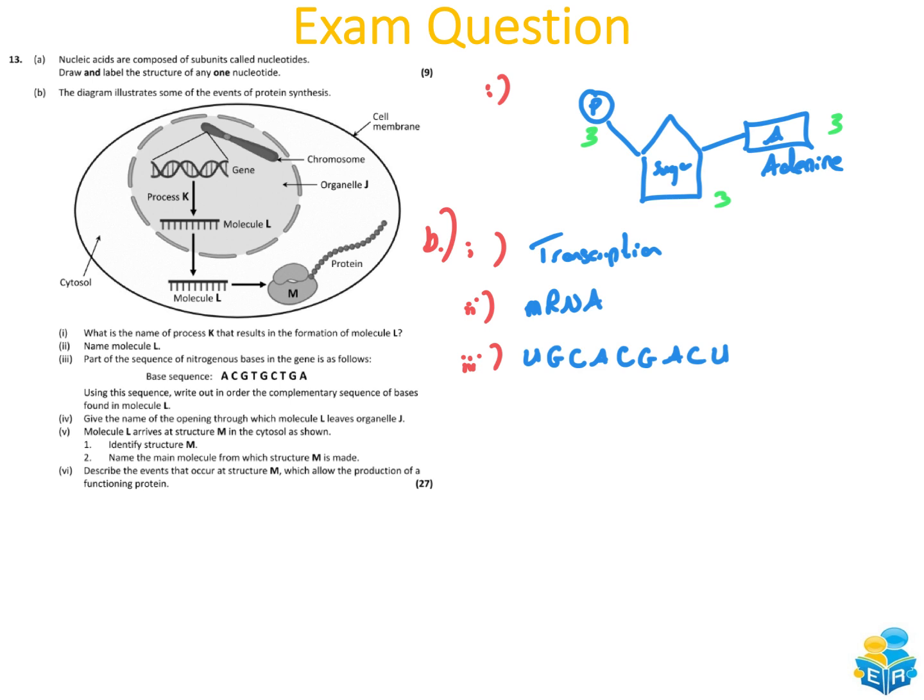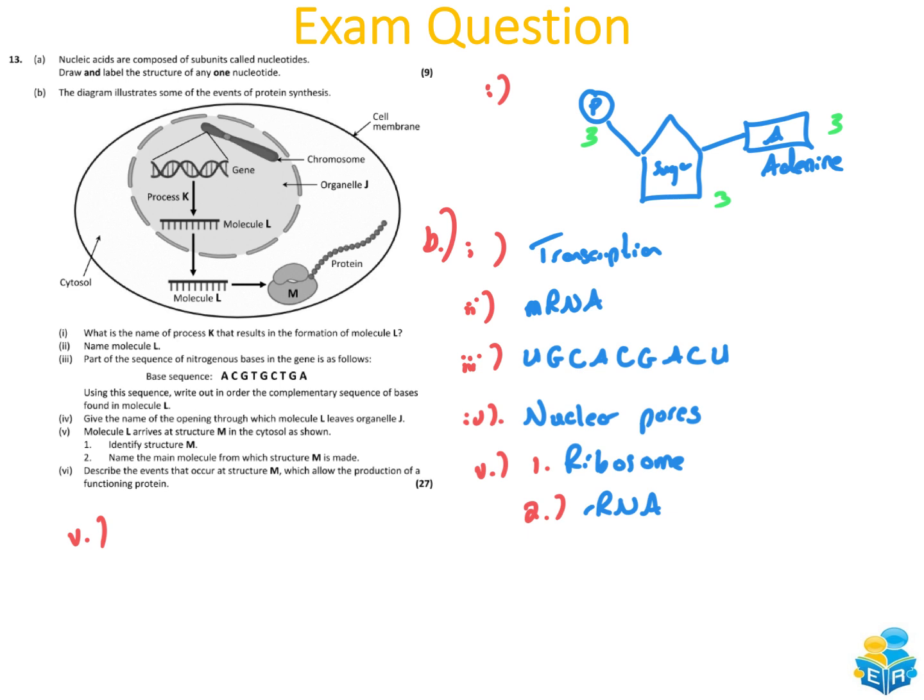Give the name of the opening through which molecule L leaves organelle J. How does it actually leave the nucleus? Well, we do have these openings on the outside. They're referred to as nuclear pores. Molecule L arrives at structure M in the cytosol. Identify structure M. This is the ribosome, because the ribosome is the site of protein synthesis. And name the main molecule from which structure M is made. This is rRNA, or ribosomal RNA. The abbreviated version is fine there.